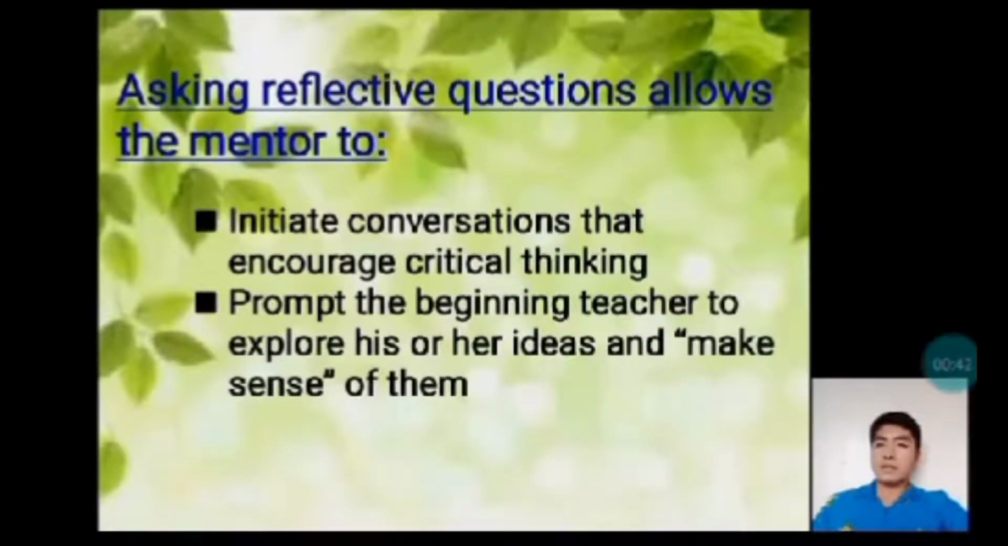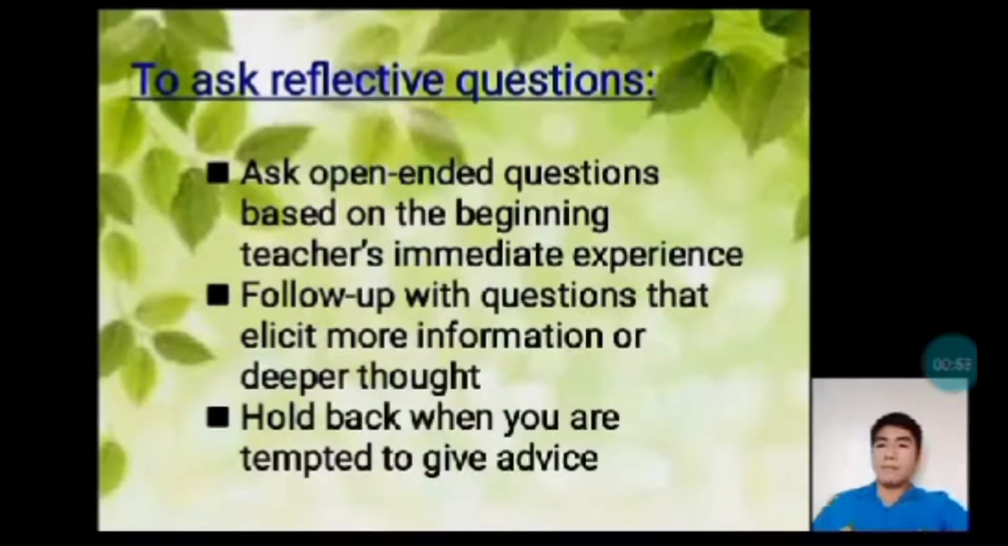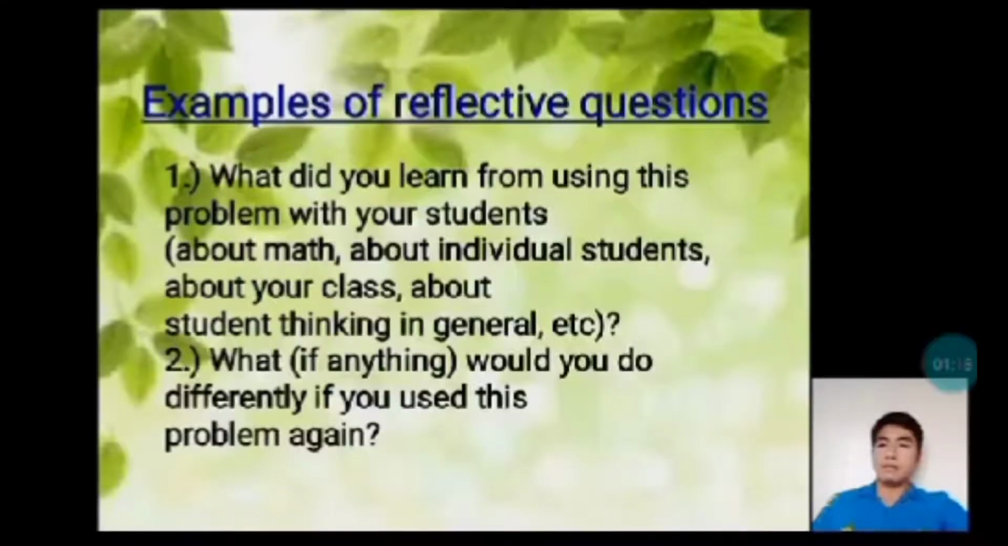Asking reflective questions allows the mentor to initiate conversation that encourages critical thinking, prompts the beginning teacher to explore his or her ideas and make sense of them. To ask reflective questions, ask open-ended questions based on the beginning teacher's immediate experience. Follow up with questions that elicit more information or deeper thought. Hold back when you are tempted to give advice.